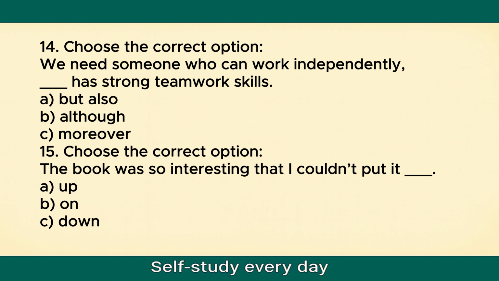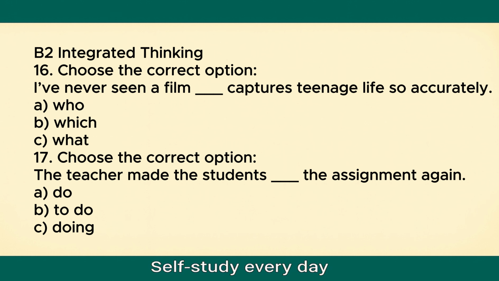15. Choose the correct option. The book was so interesting that I couldn't it down. A. Up. B. On. C. Down. B2 Integrated Thinking.